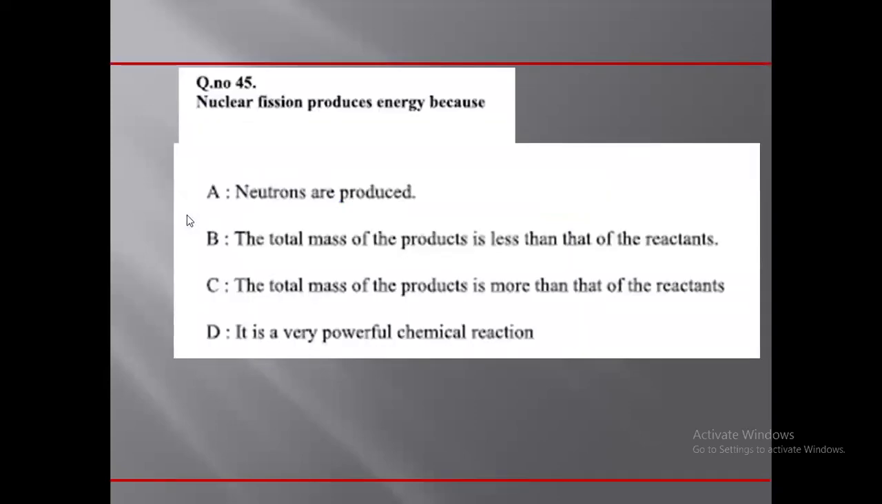Nuclear fission produces energy because: A, neutrons are produced; B, the total mass of the product is less than that of the reactant; C, the total mass of the product is more than that of the reactant; D, it is a very powerful chemical reaction. First, this is nuclear fission, not fusion. So option number B is the correct. Why? The total mass of the product is less than that of the reactant, so that time it can produce the energy.